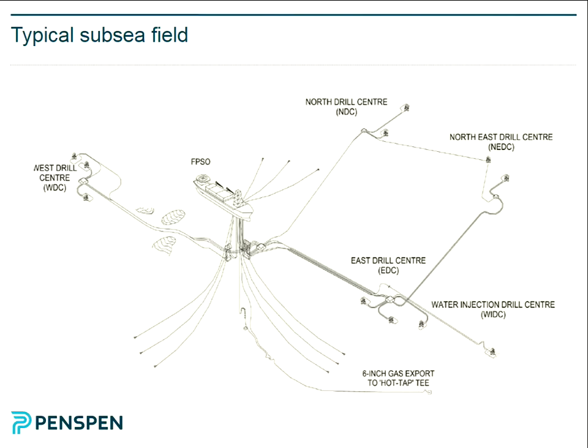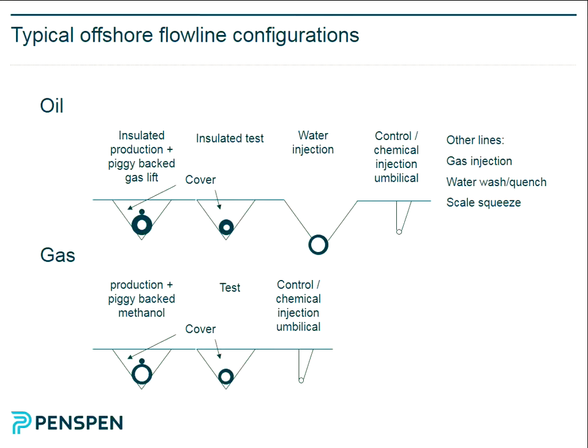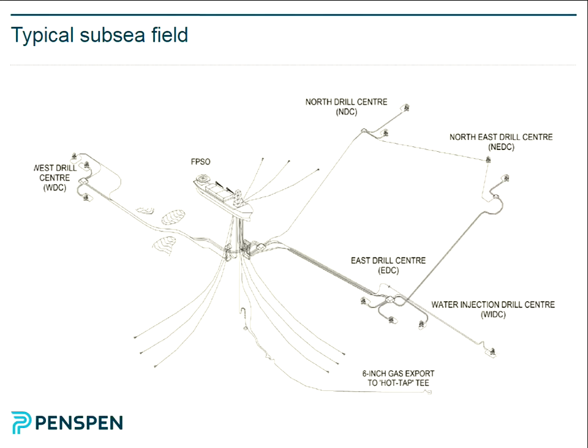This is a very typical North Sea development. It's got an FPSO, floating production, storage and offloading, where it collects the hydrocarbons, and it has a number of drilling clusters around it. These access different parts of the reservoir. In fact, it's got 1, 2, 3, 4, I think. So West Drill Centre, North Drill Centre, North East Drill Centre, East Drill Centre.